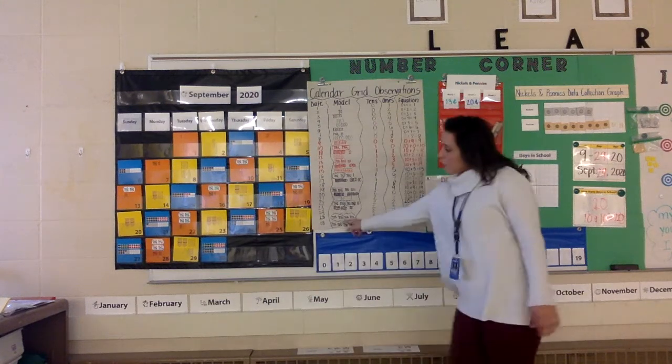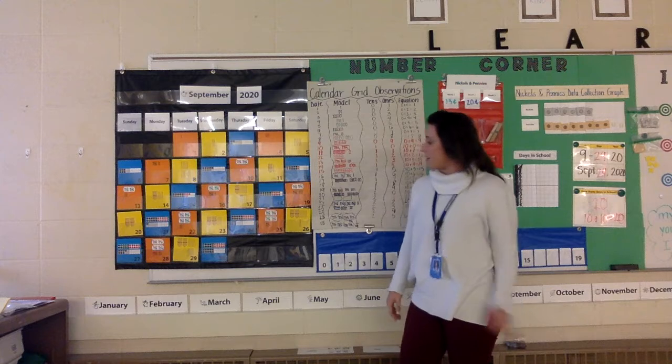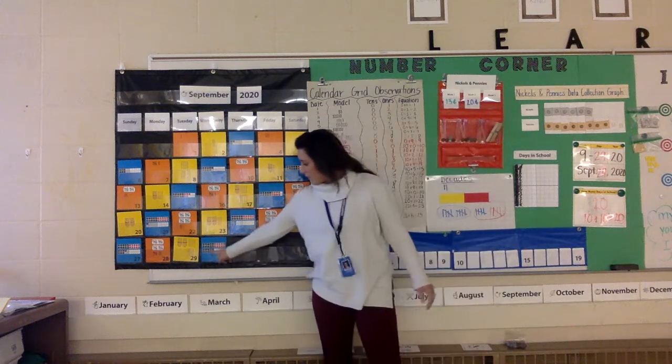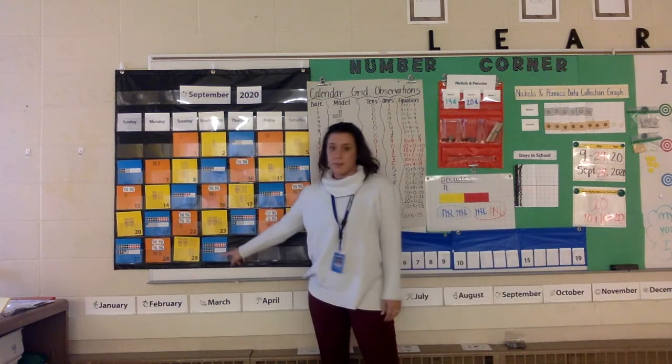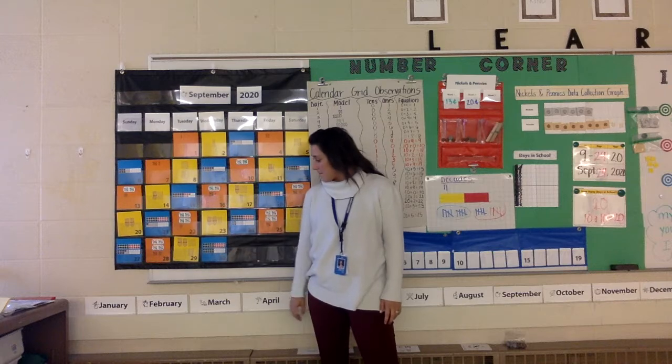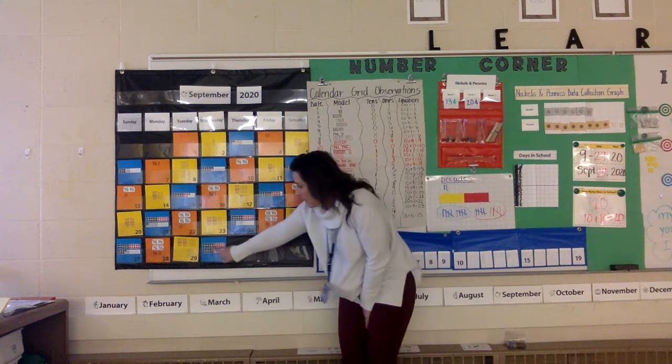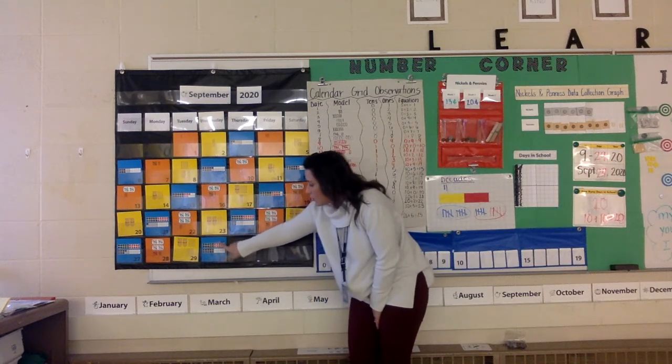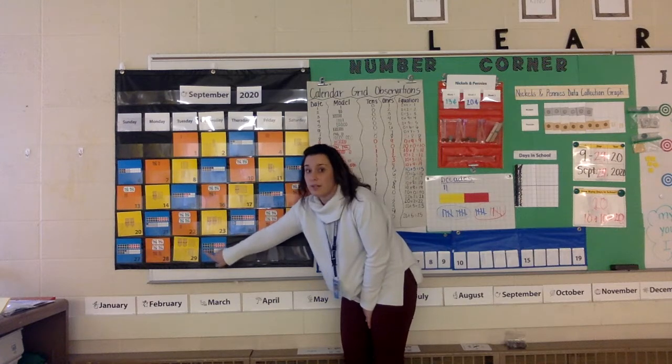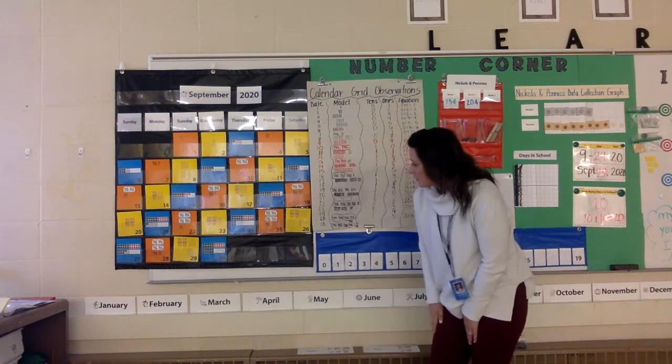How many dots would I draw on my calendar grid observation? How many dots would I draw? I would draw 30. So count with me by tens. 10, 20, 30. So I would draw 30 dots.